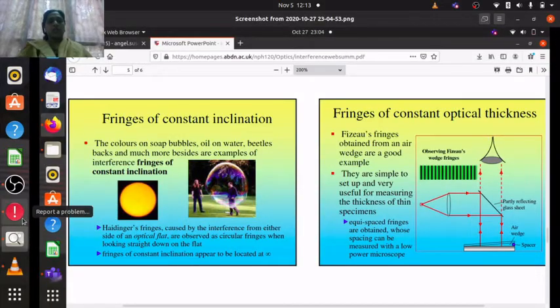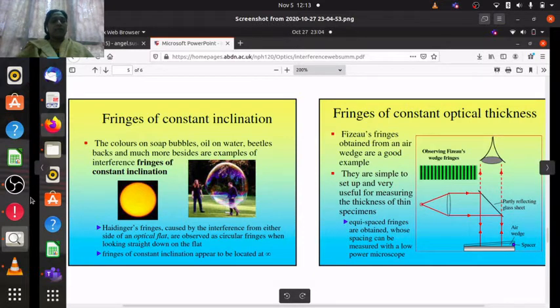Two types of fringes: fringes of constant inclination and fringes of constant optical thickness. Corresponding to one value of angle of refraction, there will be either a bright fringe or a dark fringe, and such fringes were first investigated by Haidinger, so they are known as Haidinger fringes, and they are fringes of constant inclination. The fringes obtained thus were circular in nature, and the circular interference fringe obtained with a Michelson interferometer belongs to this type of fringes of constant inclination.